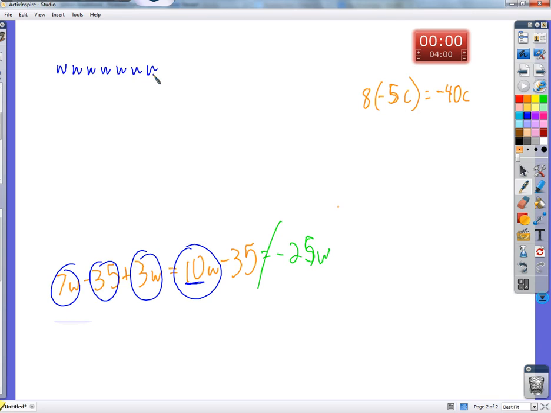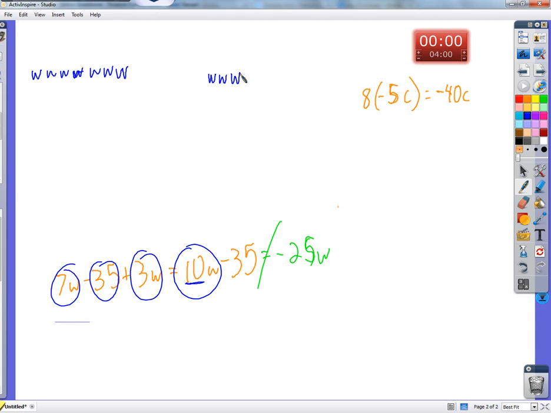Alright, let's go back to 7 W and 3 W, and we'll get 10 W's. There's 7 W's. 1, 2, 3, 4, 5, 6, 7. So there's 7 W's over there. They're grouped together. There's 7 of them. And over here, there's 3 more. They're just kind of hanging out, and they just exist in the same place. And when we add them, we're just really grouping them together and seeing how many there are.